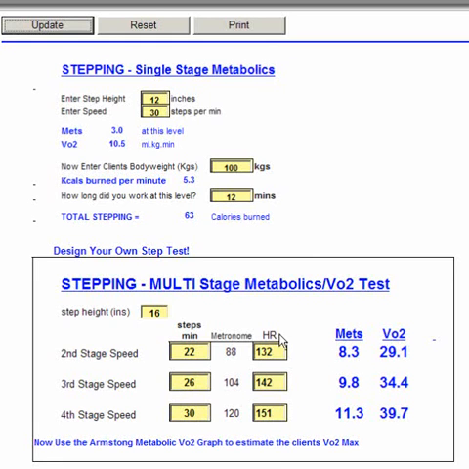And what we can do with this is we can take this information here, the heart rate, METs and VO2, and we can plug it into another form, which is the Armstrong metabolic VO2 graph, and we can then determine what a person's predicted VO2 max is given this set of data from step-in.